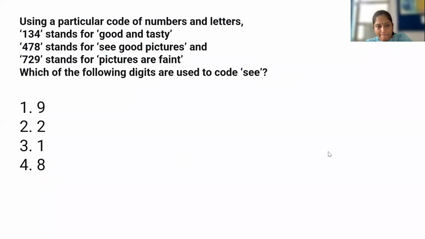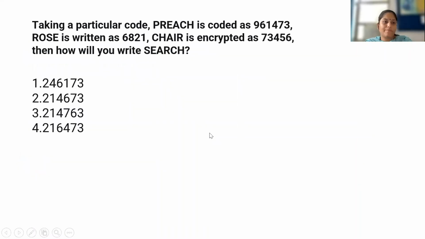Moving forward. Taking a particular code, preach is coded as this, rose is written as this, chair is encrypted as this. Then how will you write search? Here also you can find certain patterns. If you see P, is there a P here? No, leave it. R, is there an R here? Yes.